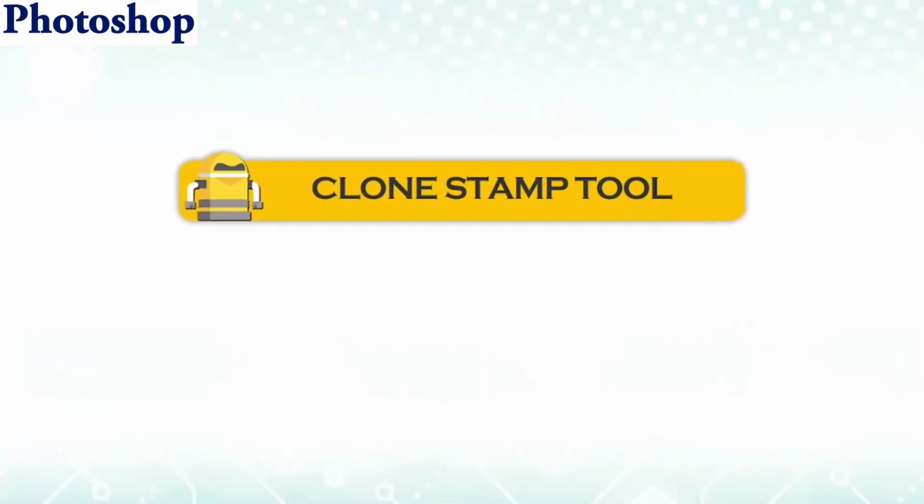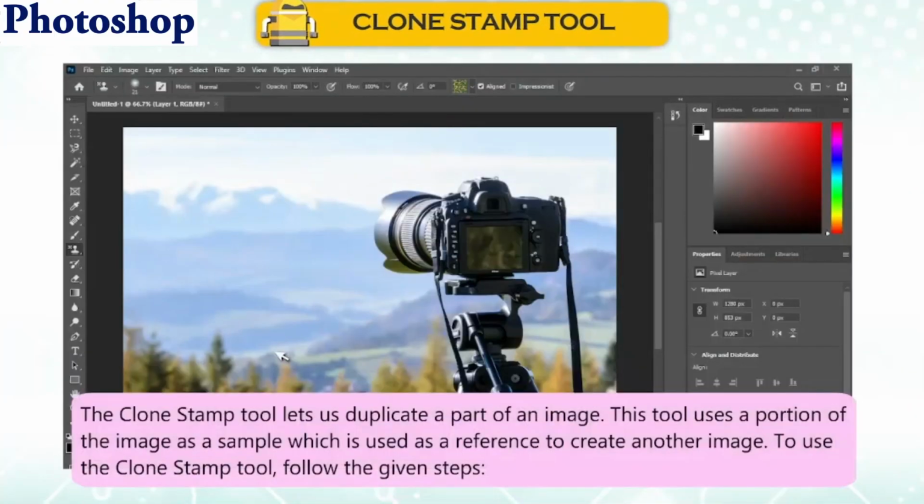Clone Stamp Tool. The Clone Stamp tool lets us duplicate a part of an image. This tool uses a portion of the image as a sample, which is used as a reference to create another image. To use the Clone Stamp tool, follow the given steps.